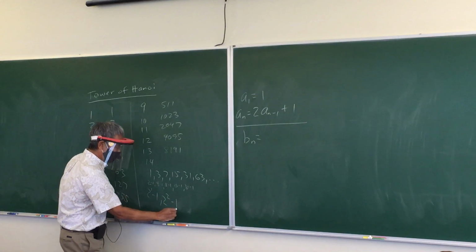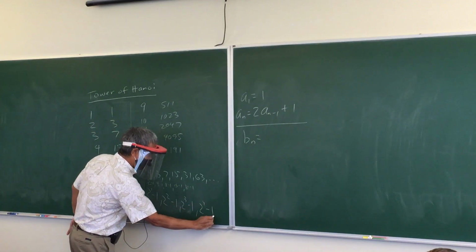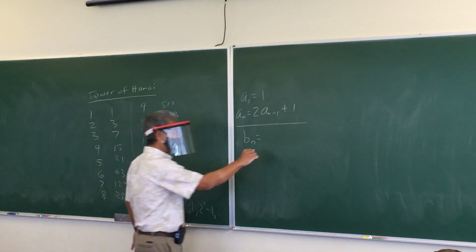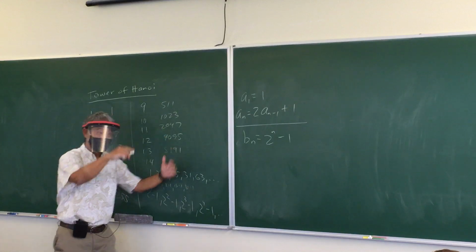2 to the 1 minus 1. 2 to the 2 minus 1. 2 to the 3 minus 1. 2 to the 4 minus 1. So what would be the explicit formula? 2 to the n minus 1. Now do you remember from yesterday? That's why I brought it up yesterday.